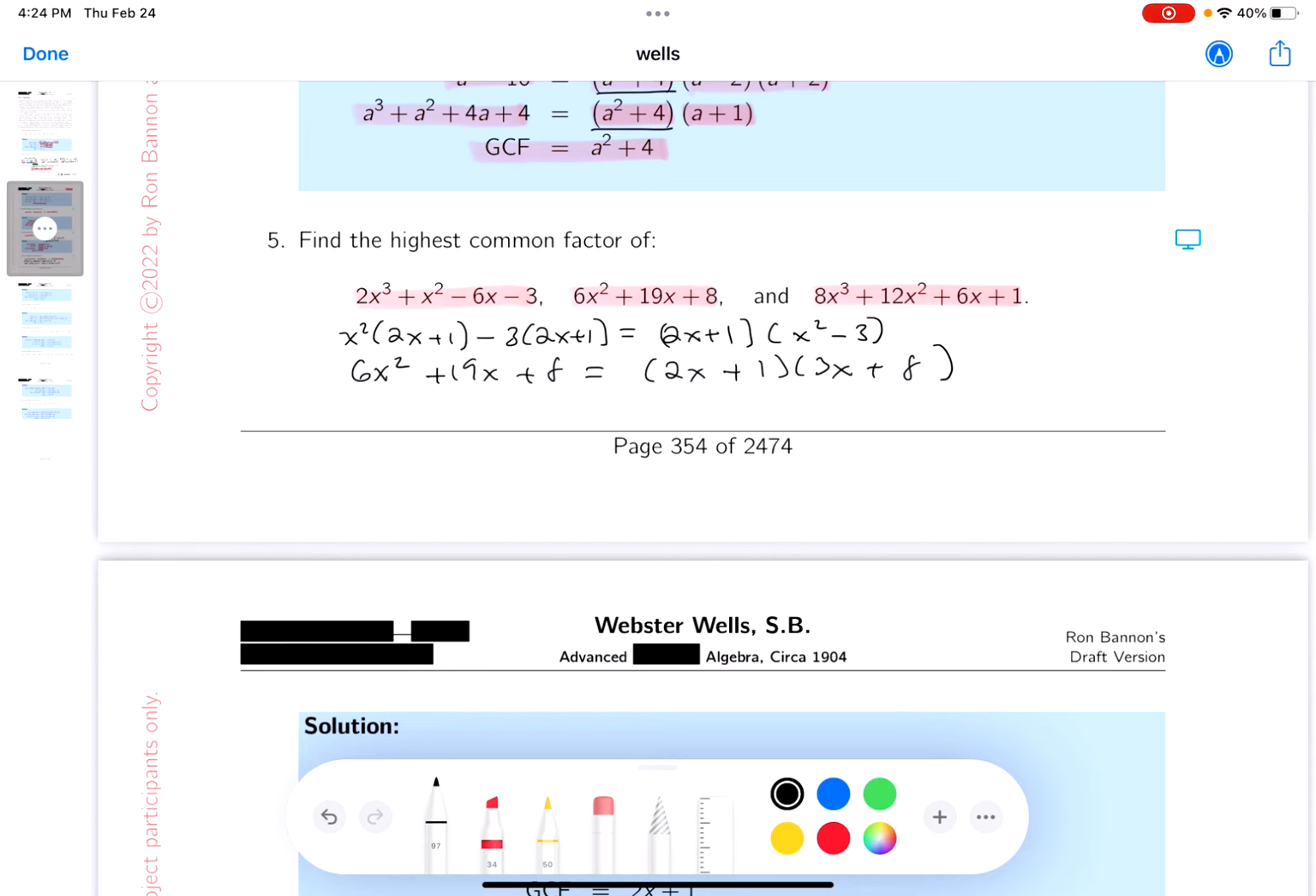Now the last guy, a little bit more of a challenge. It's going to be done by grouping. So I see the first two terms, and I'm going to say 4x squared. And what do you get there? Well, you're going to get 2x plus 3. Well, you know what? That seems like it's not going to work out for me, right? So I'm going to rearrange.